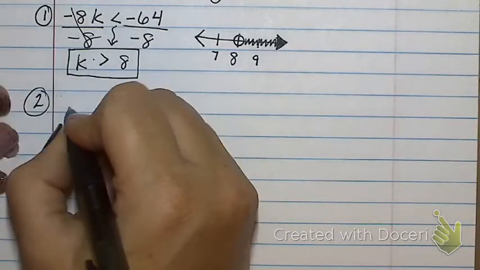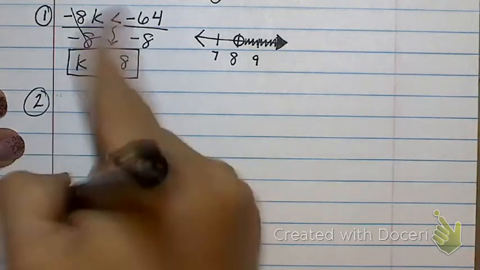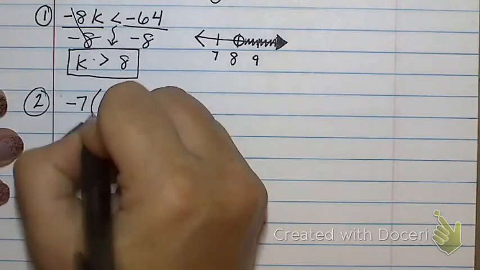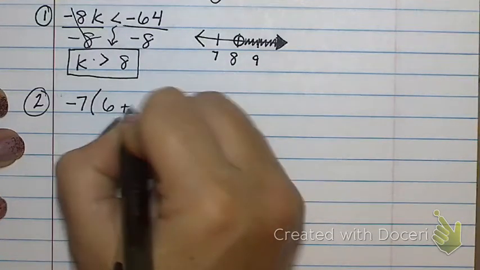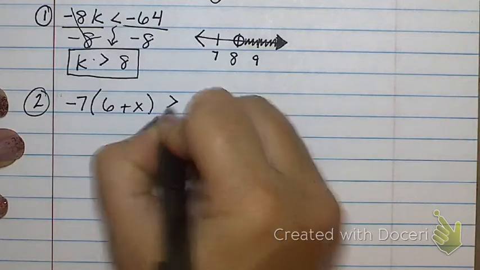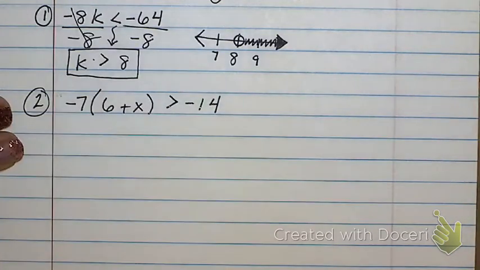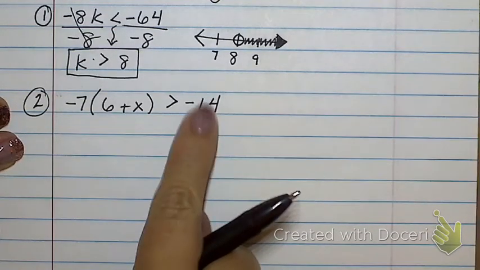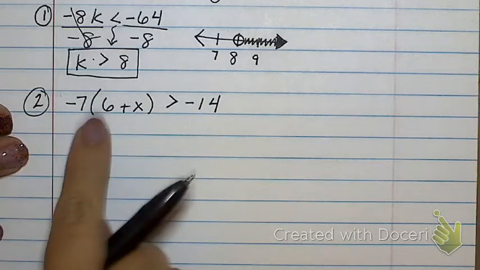All right, how about this guy? Let's get some ones that are more tricky because I know that one's pretty basic. Negative 7 times the quantity 6 plus x is greater than negative 14. I have two options for how I could solve this. I could divide by negative 7 first, or I could distribute and then solve. Why could I divide by negative 7 first? Because this will divide nicely. If it didn't divide nicely, I would want to distribute first.